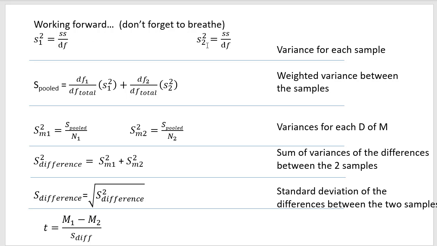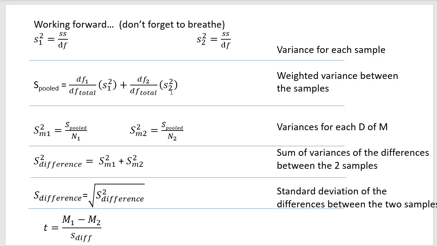So each group has a variance. Each group has a mean. Each group has a variance. So we find out what the variance for sample 1 is and the variance for sample 2. So far, so good. Now, if each group has its own variance, we can find out what the total amount of variance is between the two groups by doing what's called the weighted variance between the samples, or what we call the pooled variance.